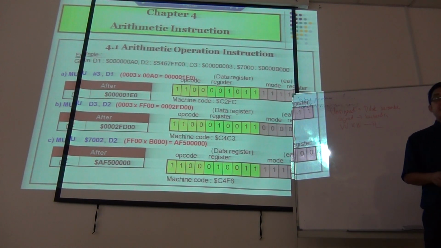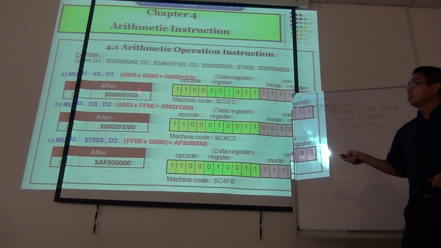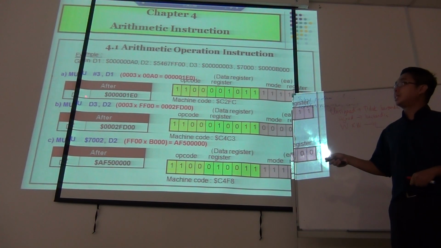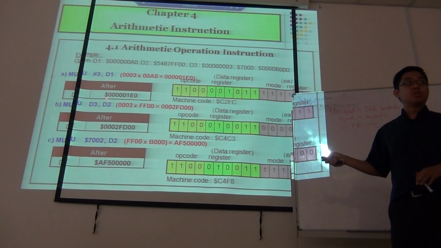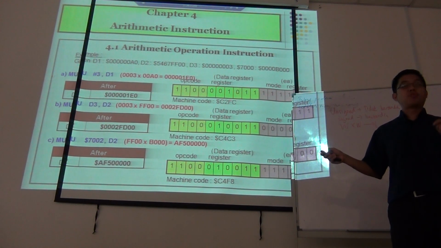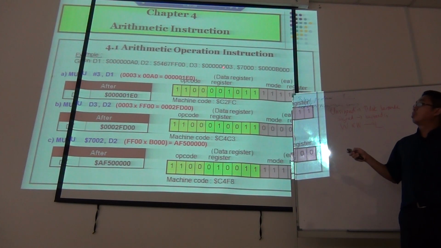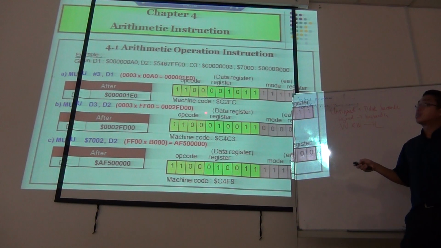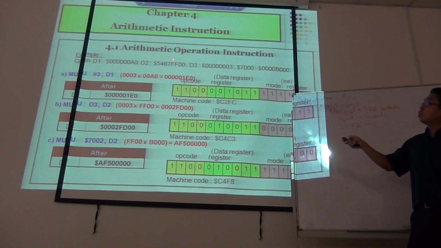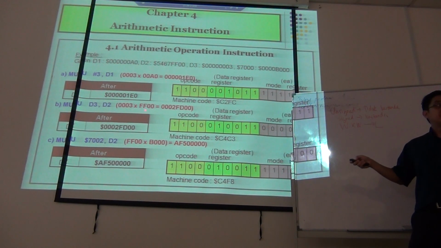Okay? Next one. Multiply unsigned D3, D2. So take the word from D3, which is given as 0003, times the D2 word size, which is given as FF00. You multiply these two numbers and you get the long word result. That result will be put over here.